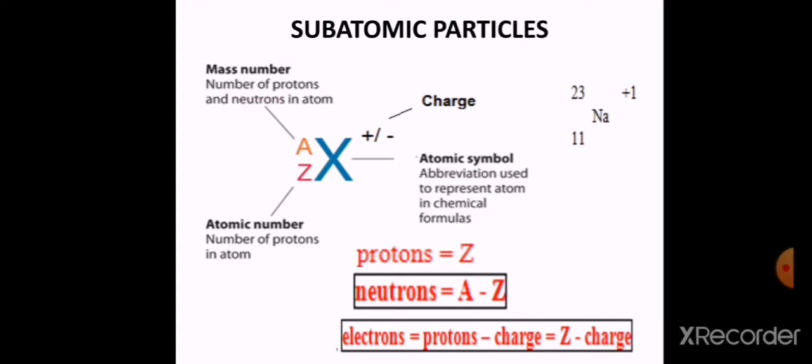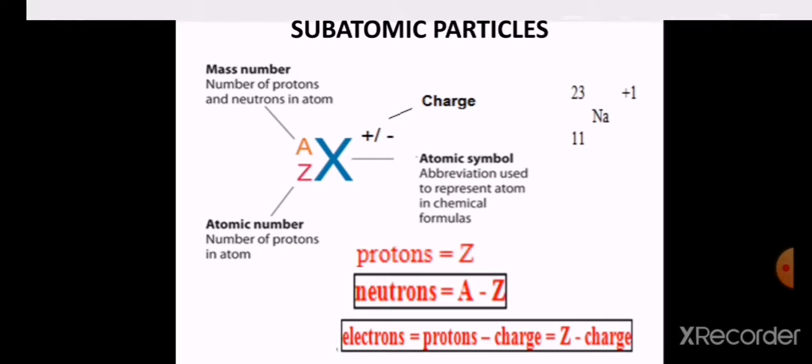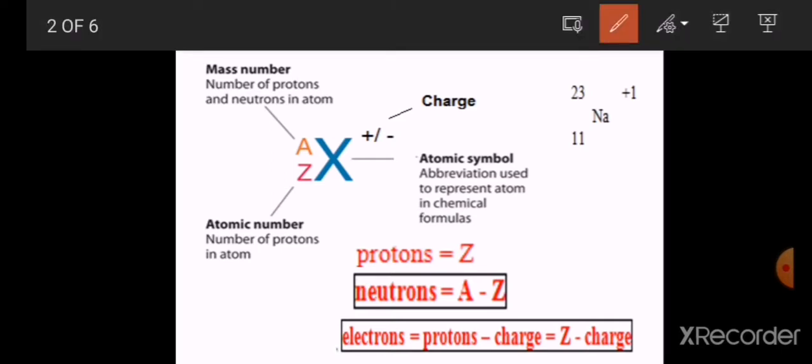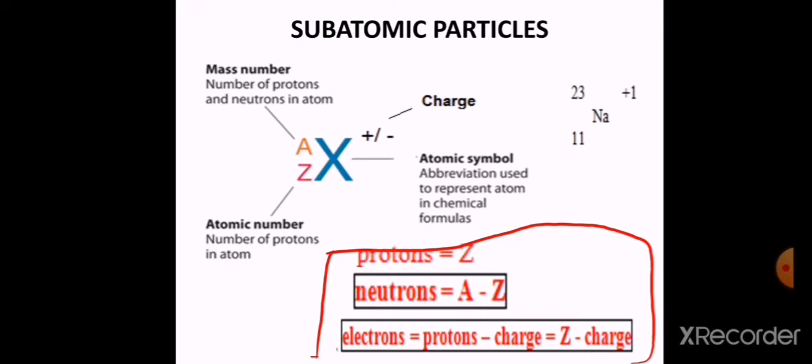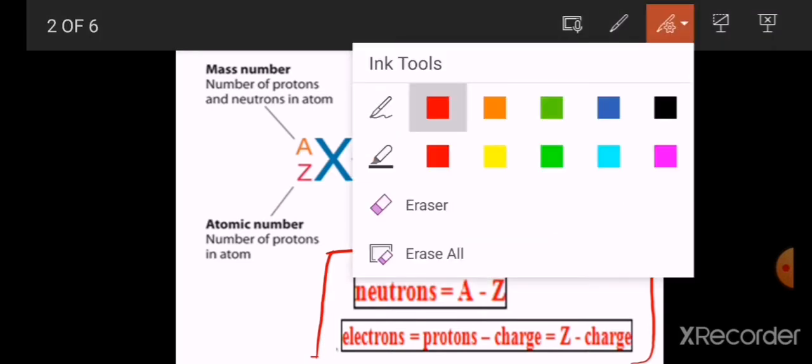And for electrons, mako-compute natin yan by having protons minus the charge, or since protons is equal to Z, so Z minus charge. So laging tatandaan itong tatlong formula na ito. Ito ang kailangan natin sa pag-compute ng mga protons, neutrons, and electrons, or collectively known as the subatomic particles.